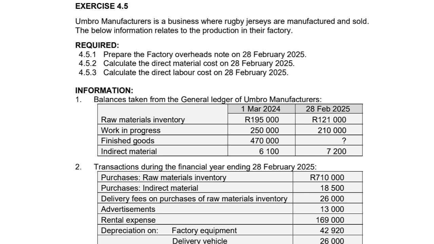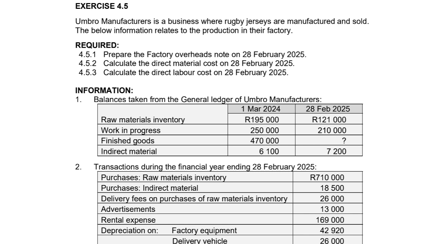Information 1, balances taken from the general ledger. They give us the opening balances and closing balances for raw materials inventory, work in progress, and indirect materials, and then only the opening balance of our finished goods. We'll need to calculate the closing balance.